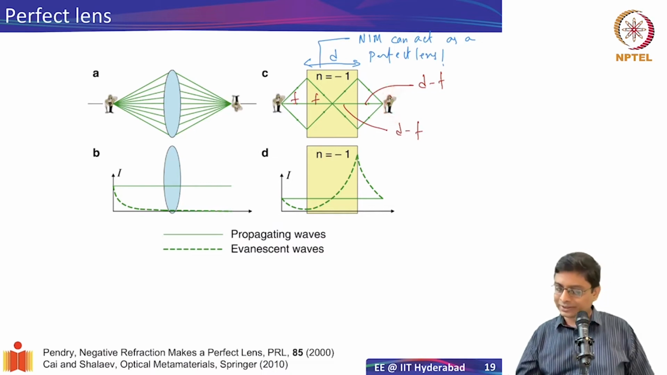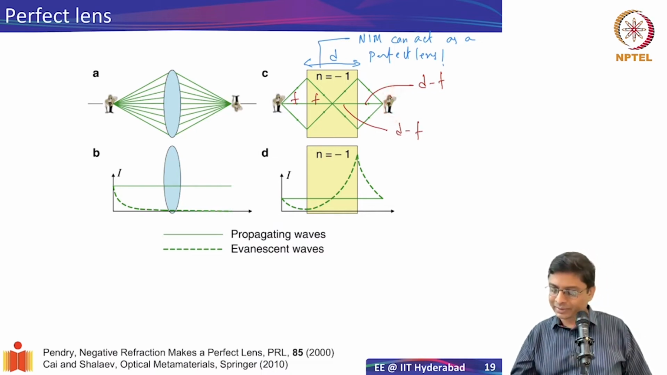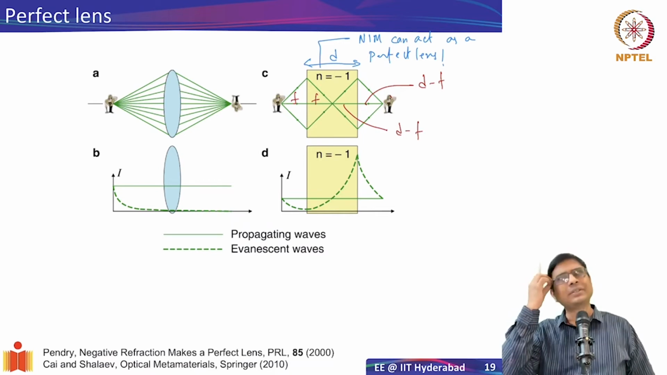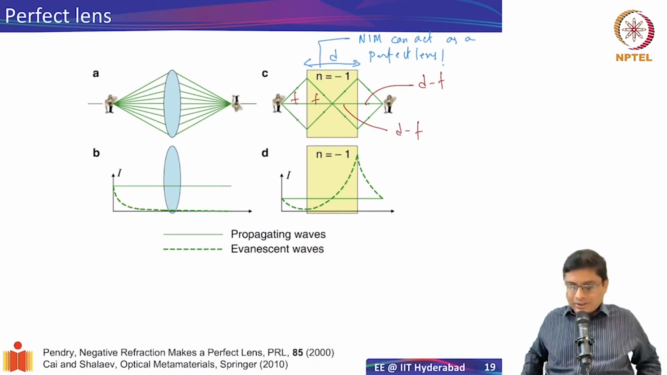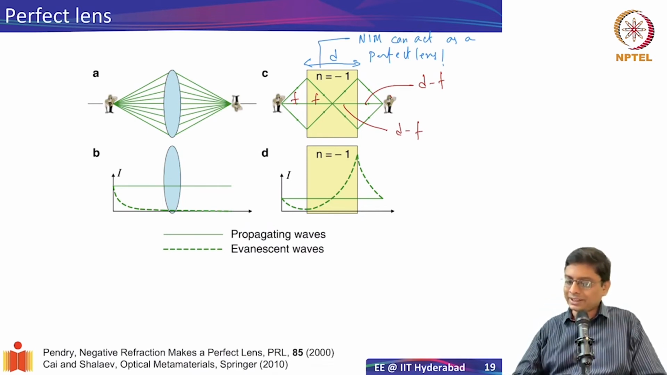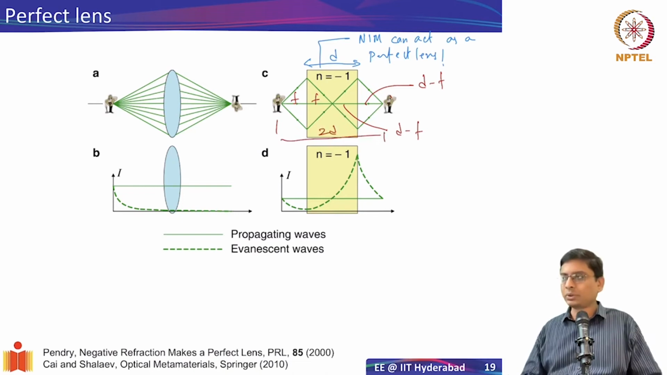I'll have to verify whether it is F. So this must be D minus F, I guess. It's a negative index and the same, so I think this should be fine. Let's see. Yeah. So you have a negative index here and then it's converging back. So this is basically a lens which images, and if I call this an object and the image, the total distance between these two is going to be 2 times D.